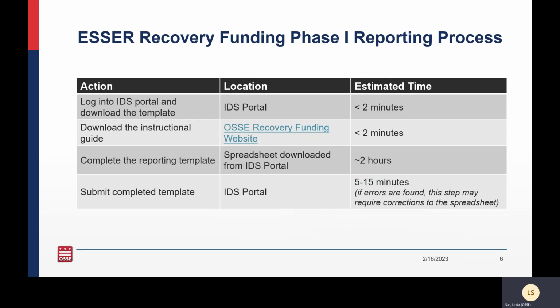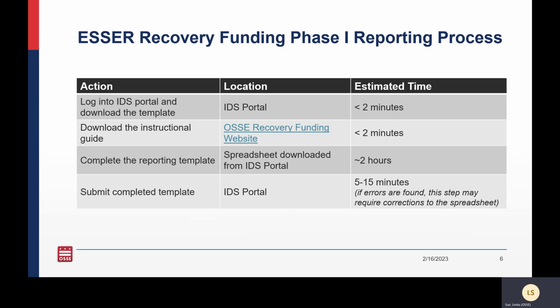So now we're going to focus just on Phase 1. Here's what the overall process looks like. You're going to log into IDS. You can use the same credentials as you used last year. So it will look exactly the same. You're going to log in, download the template. Then you should go on the website and grab the instructional guide. We designed that so you can have it basically next to you and move through step by step of how to do the submission. You'll complete the reporting template and then upload and submit it into IDS.